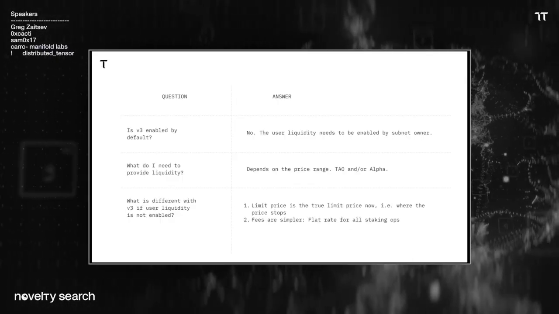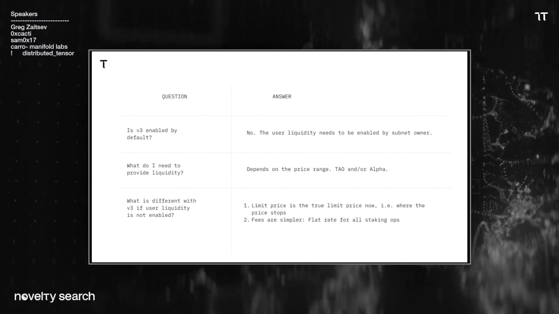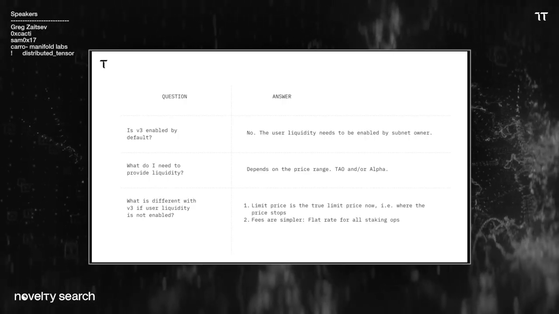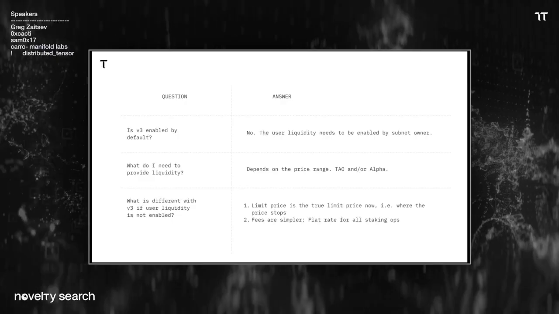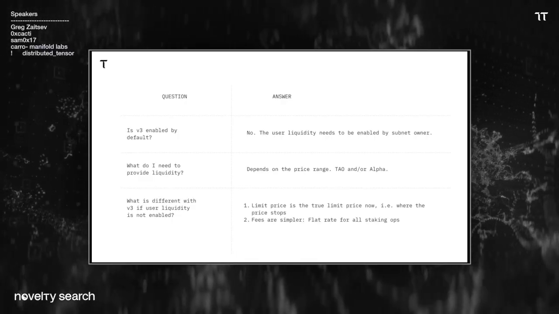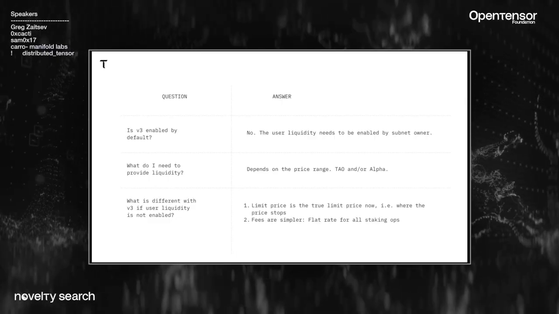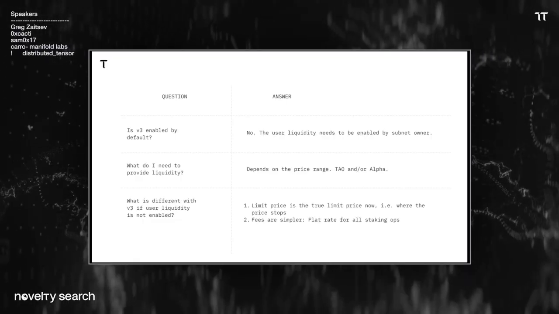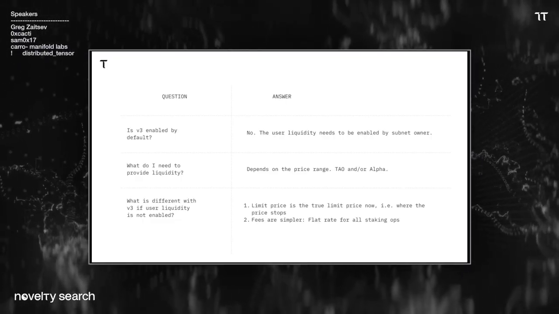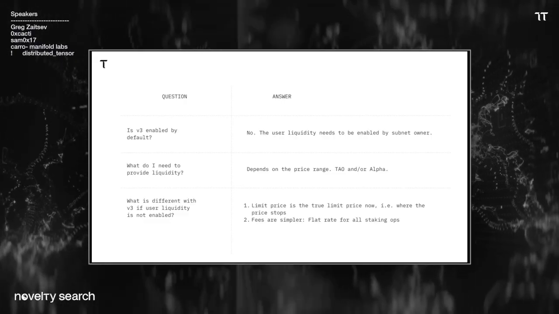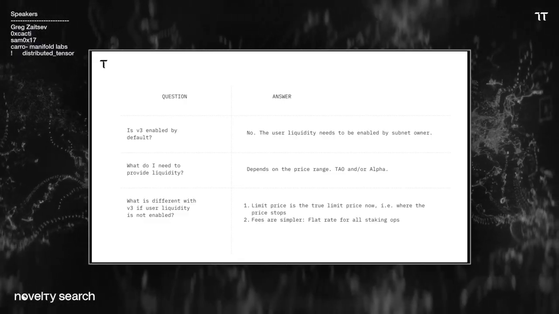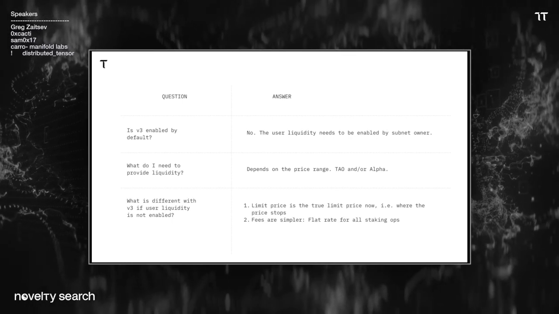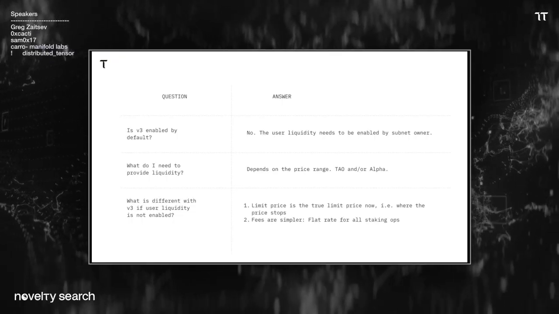Okay, so the other question I was trying to answer is how to provide liquidity, or what do I need to provide liquidity? That's something to wrap our heads around, because it really depends on the price range. But if you think of liquidity as a limit order, it makes much more sense. If you're providing liquidity above the current price, then you just need to provide alpha, because basically you're selling alpha. If you're providing liquidity below the current price, then you need tau, because you're basically buying alpha.